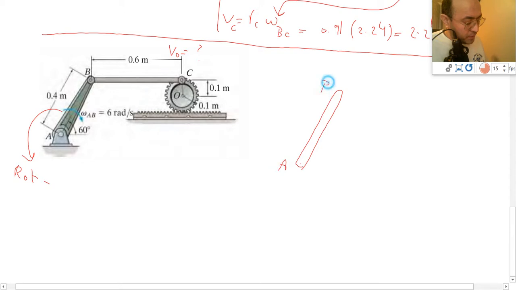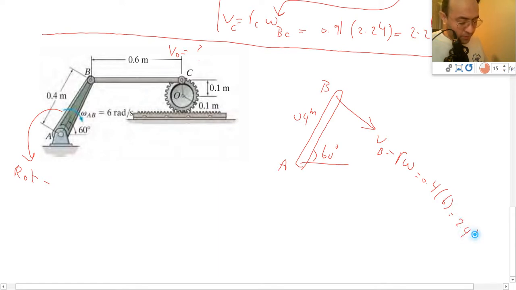In bar AB, point A, point B here, and the angle here is 60 degrees. The length of the bar is 0.4 meter. Now the velocity of B is going to be perpendicular to this cross section, so it's going to look something like this, and velocity of B would be equal to R omega, and the radius is 0.4. Omega is given as 6. This ends up at 2.4. This time I'm not going to make a mistake. Meter per second, because the unit is meter.